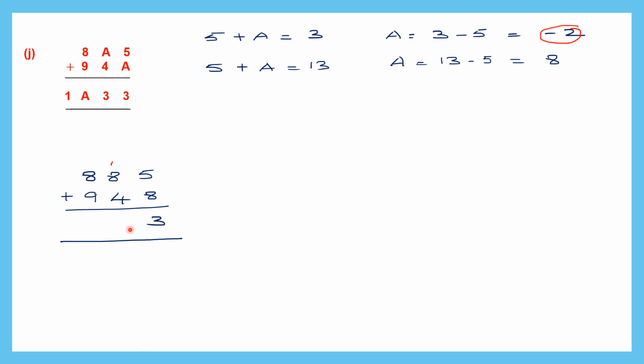9 plus 4 is 13. Write 3, carry 1. Then here we have 9 plus 1 is 10. 10 plus 8 is 18. Okay, now let's see our answer here. 1, we have it here. A is 8. And did we get A is equal to 8? Yes, we got A is equal to 8. And then we have 3 and 3. So we have checked and we have found that our answer is correct. That means the value of A is 8.